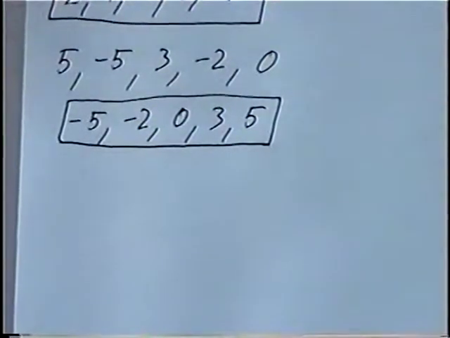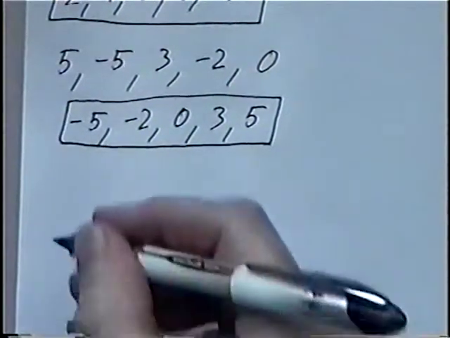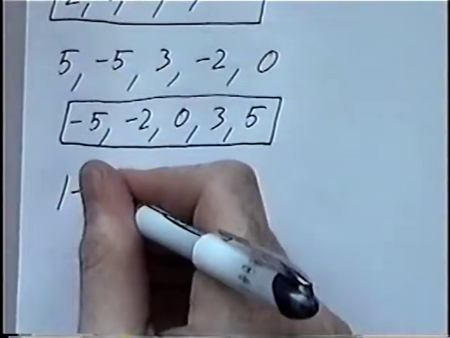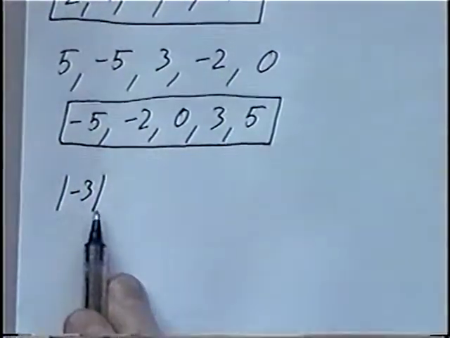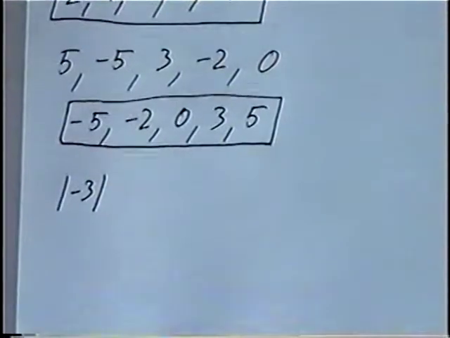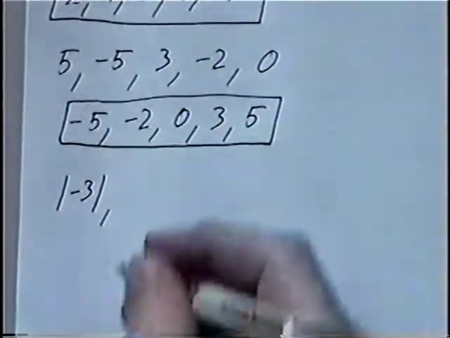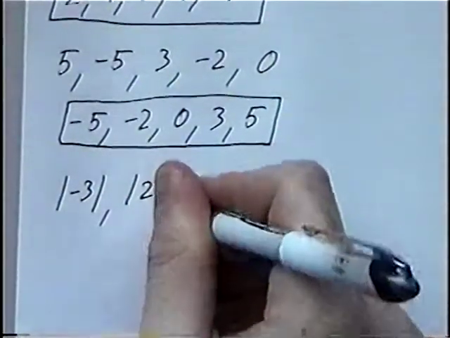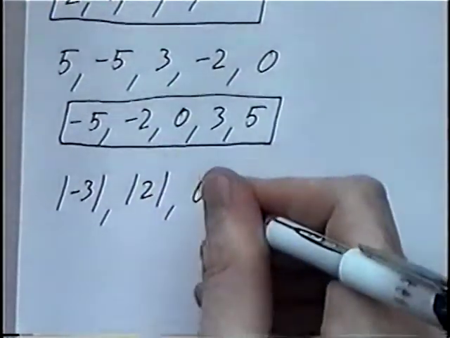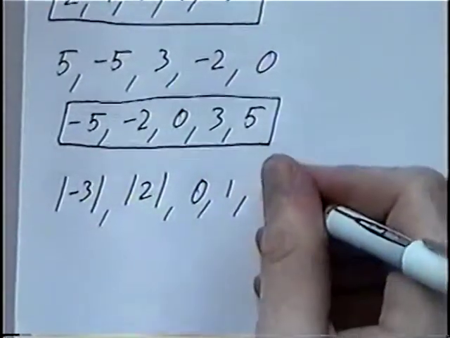Next question and last question for this section. We have the absolute value of -3. Absolute value is 2 vertical lines around the number. Next number is absolute value of 2, 0, 1, and 4.